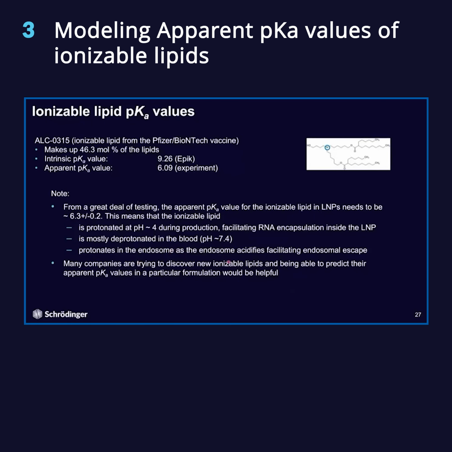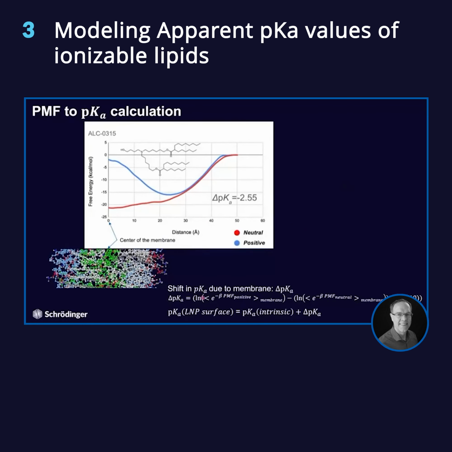Many companies are trying to discover new ionizable lipids, and we believe that the ability to predict the apparent pKa values will help in this process, because it's not only just the molecule itself, it's how it behaves in a more complicated formulation, and we can calculate that. From the difference in these curves through this equation here, we're able to calculate a shift in pKa due to this change in environment, and we add that to the intrinsic pKa that we can calculate using quite a few programs, and that gives us the apparent pKa of the ionizable lipid.